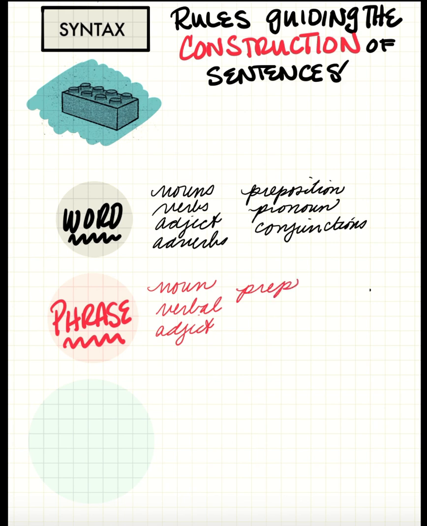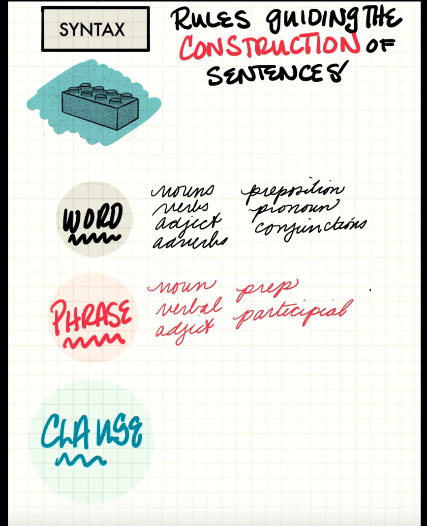Then we can go to our next step of complexity, which would be the clause. Now, if you're already seeing the pattern here, if a phrase is just a couple of words, a clause is just going to be a couple of phrases. But to be more specific, it's not just any phrase. It would be a subject and a predicate. Now let's define those a little bit more precisely.